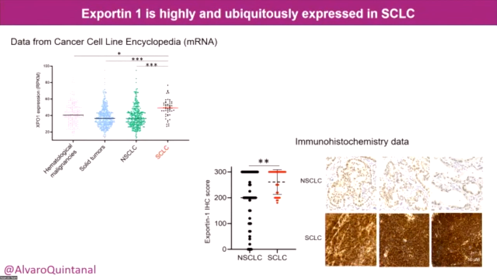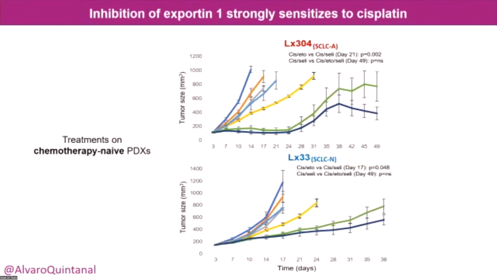You can see again that exportin 1 is not only more highly expressed in small cell than in other lung tumors, but also that it is ubiquitously highly expressed in all small cell lung cancer tumors, suggesting that the target is there. And when we treated different patient-derived xenografts with the combination of cisplatin and selinexor, we saw a really high response. You can see here two different models belonging to two different small cell lung cancer subtypes.